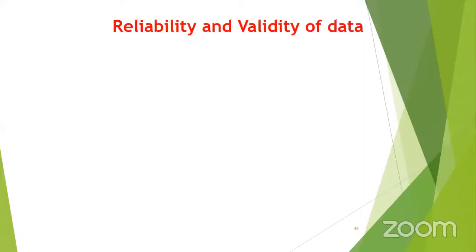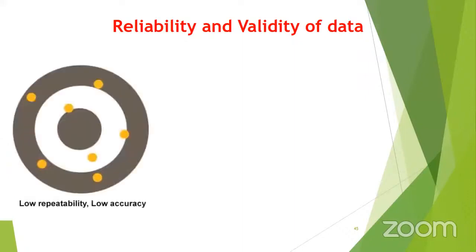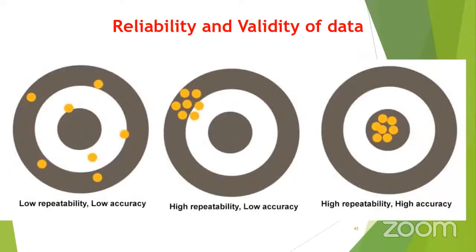So I talked about reliability and validity in my previous slides also. Normally we say of instruments whether they are reliable or not, and of data whether it's valid or not. Validity means accuracy, how precise you are. Reliability means repeatability. This is the best example to make you understand.